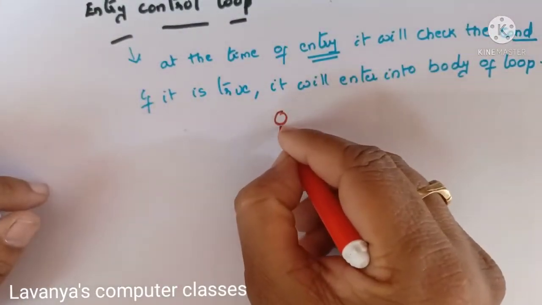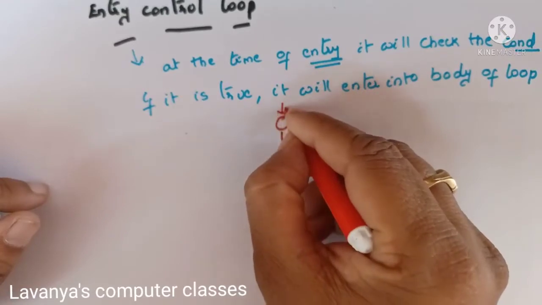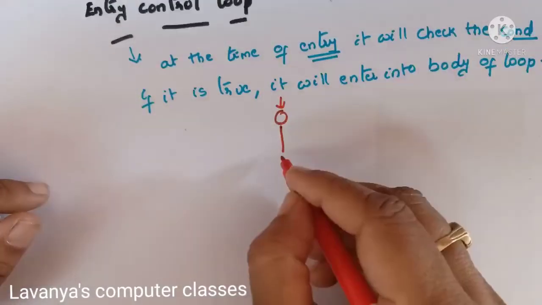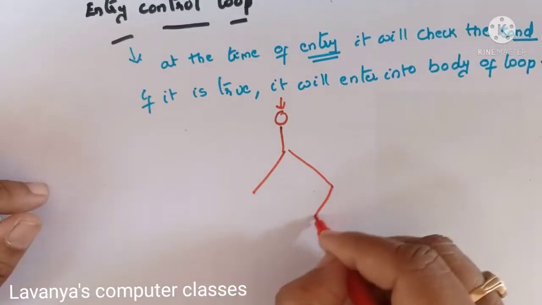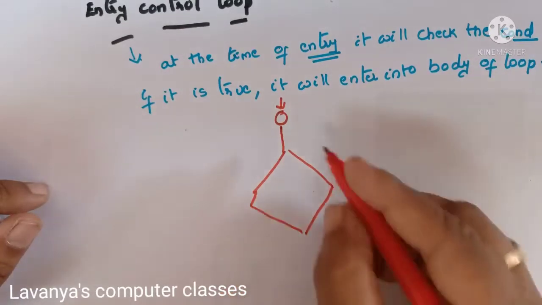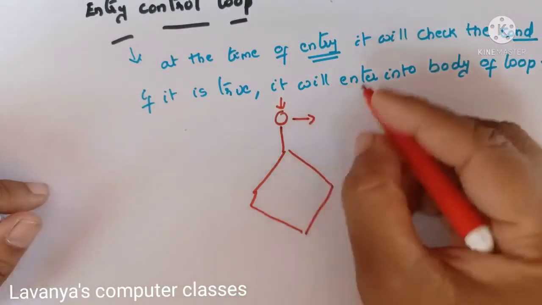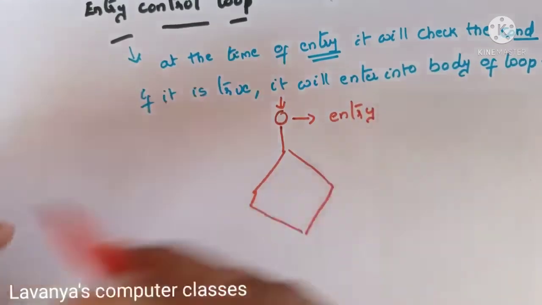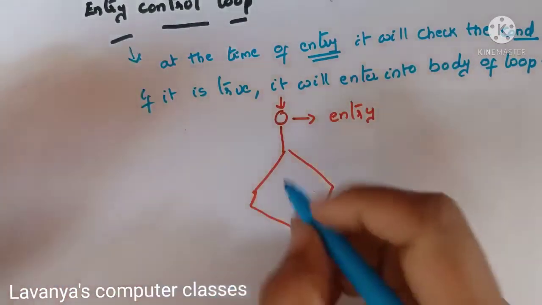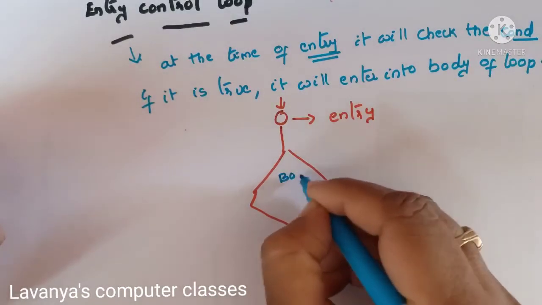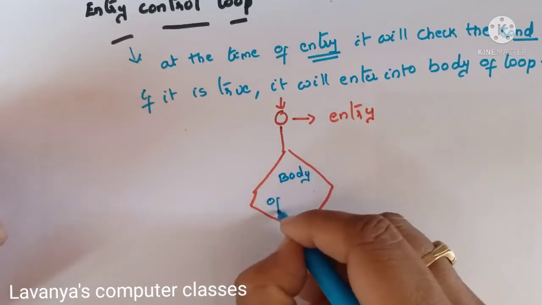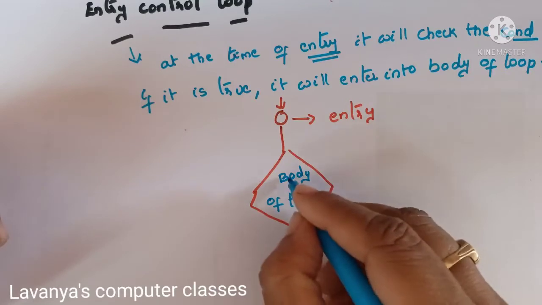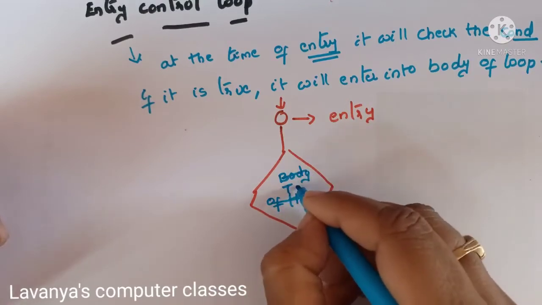Now I will explain through a flowchart. First it is the entry point. At the entry point only we have to check the condition. The condition is a rhombus box. This is the entry point. At the time of entry only we have to check the condition. Test the condition. This is testing the condition, not the body of the loop.